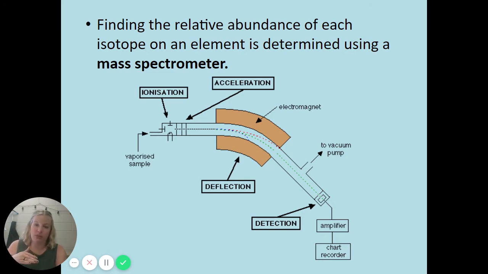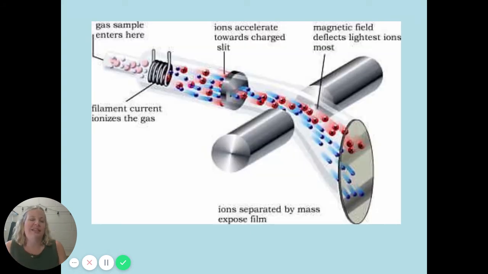I'm going to flip through one more slide because I think this slide does a better job of showing it. Again, the gas enters the sample. They run it through a coil that ionizes the gas. This is all of the particles that you see when you ionize them, and then they run them through a slit. The slit has all of these particles that go past, and then they run past this big, strong magnet.